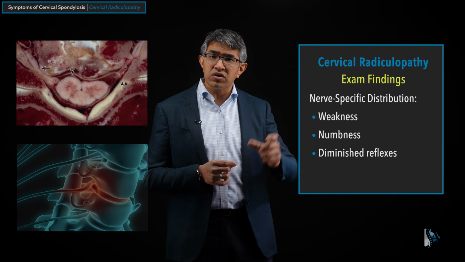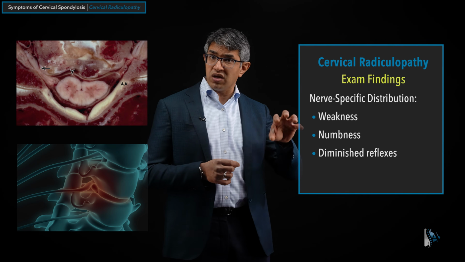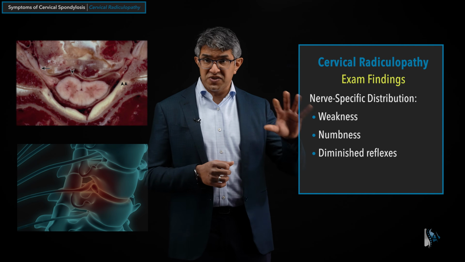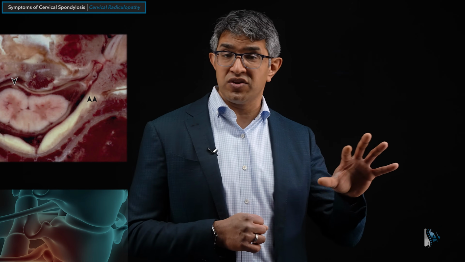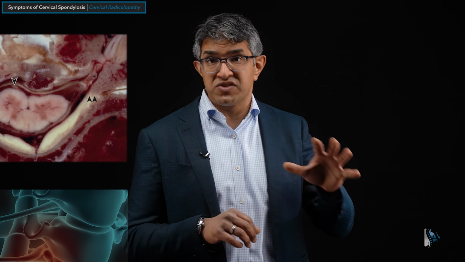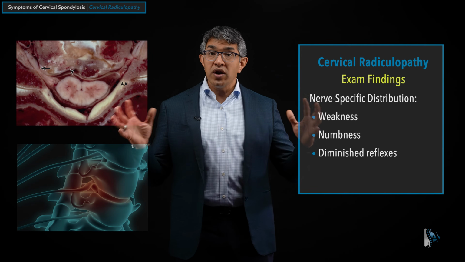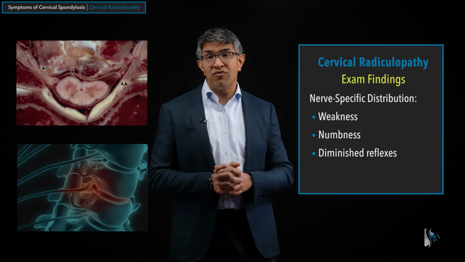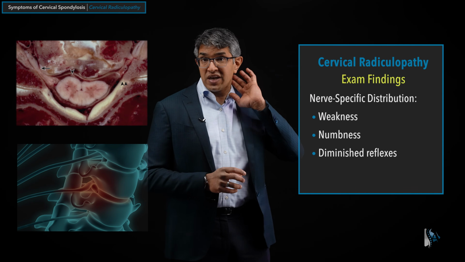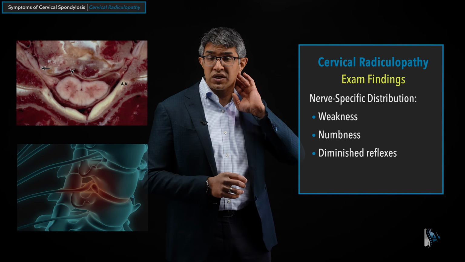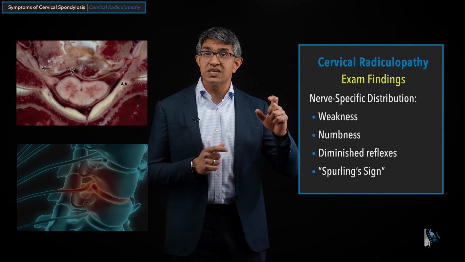And again, we're not just looking for reduction in reflexes, we're looking for specific reduction. So specific muscle groups. For C5, is the bicep reflex diminished? For C6, is the brachioradialis diminished? We're looking at specific correlation so that we can say, yes, this pattern of symptoms that they came in with really does correlate to the MRI and is explained by cervical radiculopathy. One interesting finding that people will have when they have cervical foraminal narrowing and compression of the nerve with cervical radiculopathy is something called a Sperling's sign.